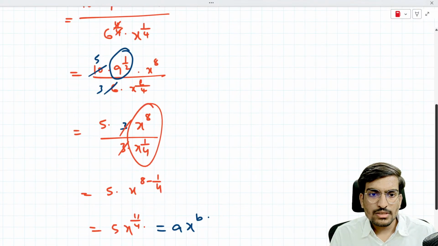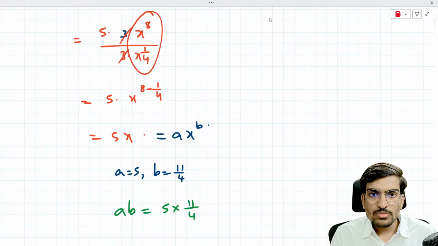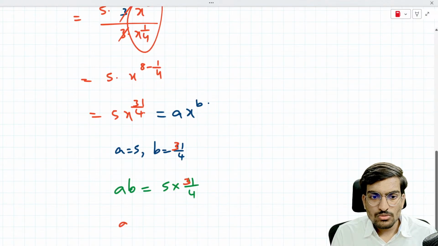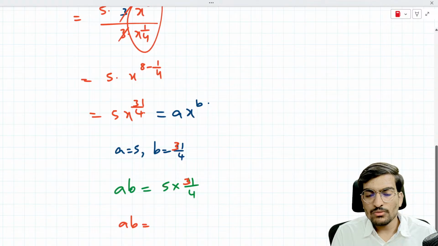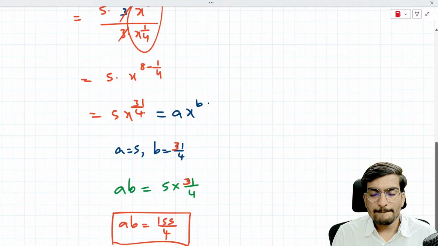Just a second, I made a mistake here. This is not 8 4s 32, right? So this is going to be 8 4s 32 minus 1, 31 by 4. So this value is 31 by 4, so the b value is 31 by 4. So ab equals 31 5 3s 155 by 4. So this will be the value of ab.